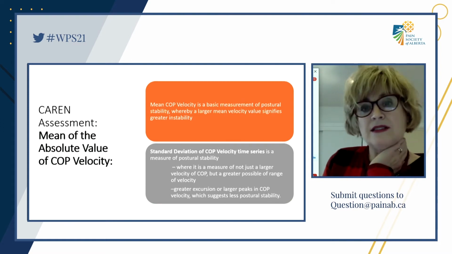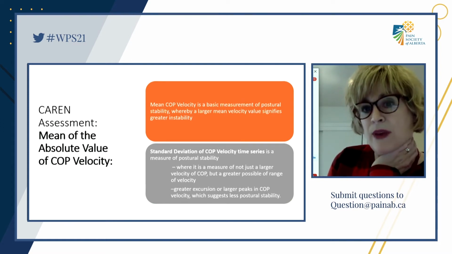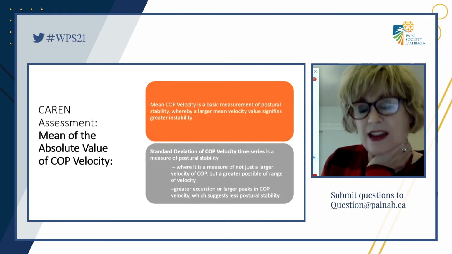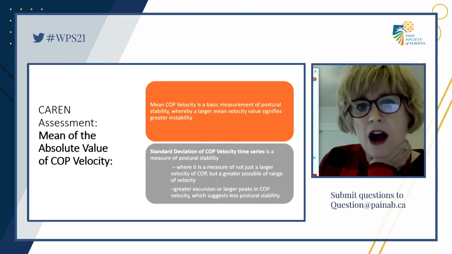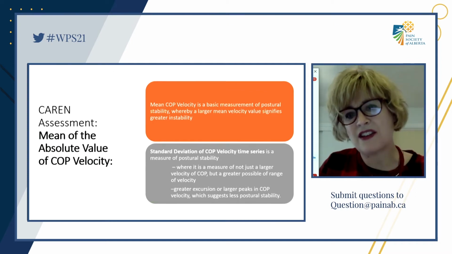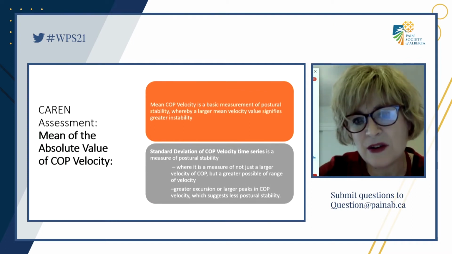Mean COP velocity is also calculated, and it is a basic measurement of postural stability, whereby a larger mean velocity value signifies greater instability. And I realize this is very dry, but this is where the bulk of our data is actually coming from.